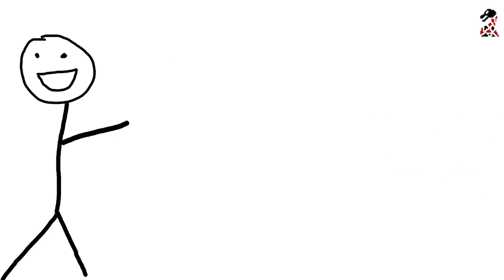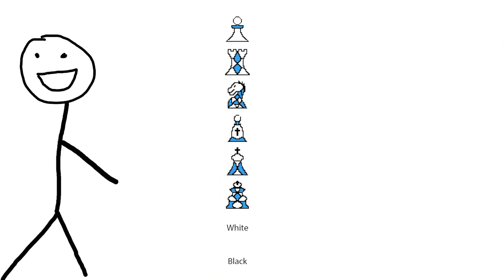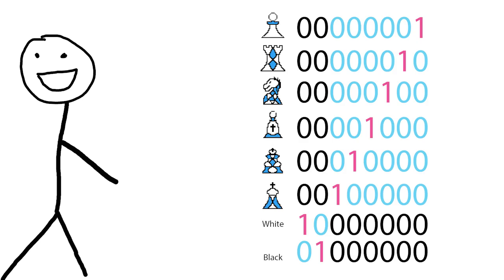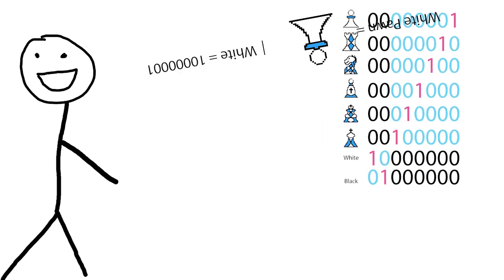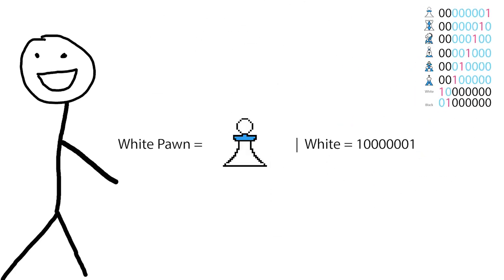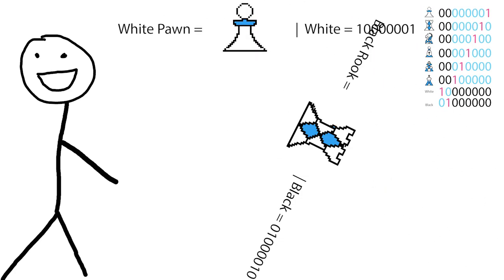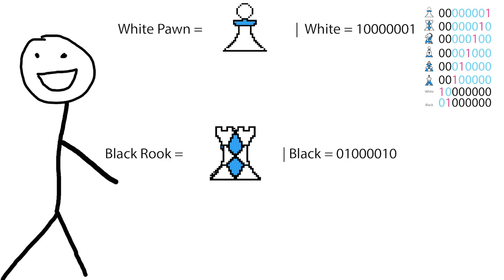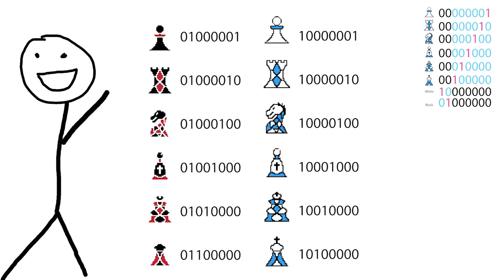So back to chess. We have 6 different piece types, and 2 different color types. If we use 8 bits, we can set one of the first 6 bits to 1, depending on the piece type, and one of the last 2 bits depending on the color. So for a white pawn, we would set the first bit to 1, and the last bit to 1. For a black rook, we would set the second bit to 1, and the second to last bit to a 1. And here are all the different piece types and their corresponding codes. Note that this is not the only way to do this, and probably not the best way, but it's the way we're going to do because I am lazy and this seemed easy.